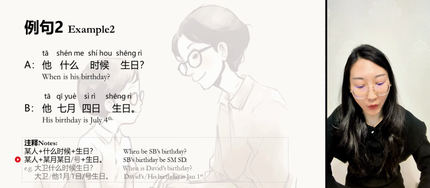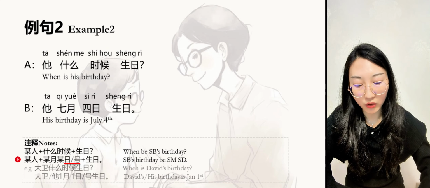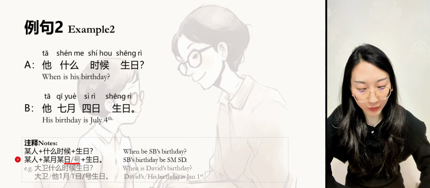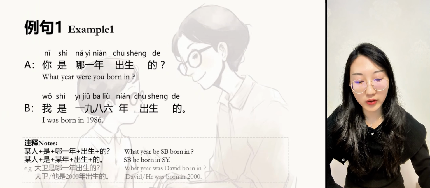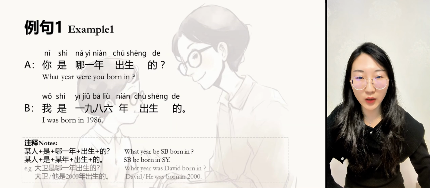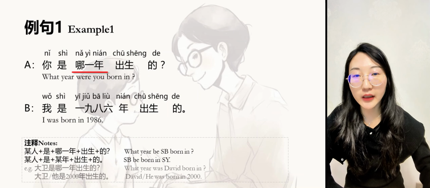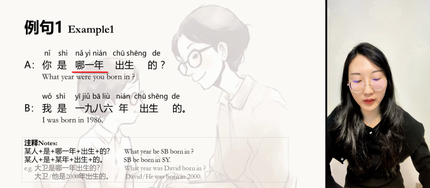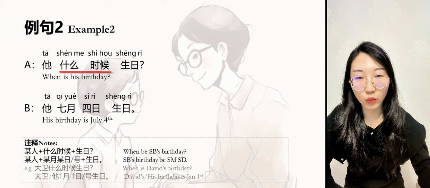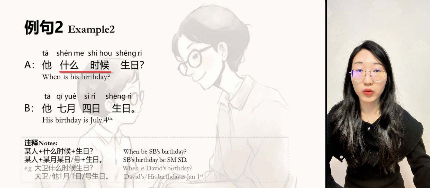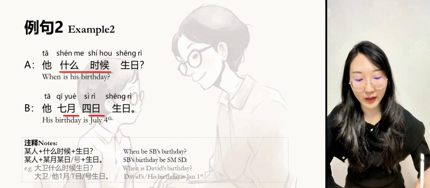So together it's 某人某月某日生日。Or we can use how in our expression to replace 日：某人某月某号生日。So the last sentence we just learned is to ask somebody specifically what year he was born, and the question word is 哪一年, what year? And here the question word is 什么时候, when? But usually when we ask somebody, when is your birthday, we answer with the month and day, right? So here in Chinese, it's the same.